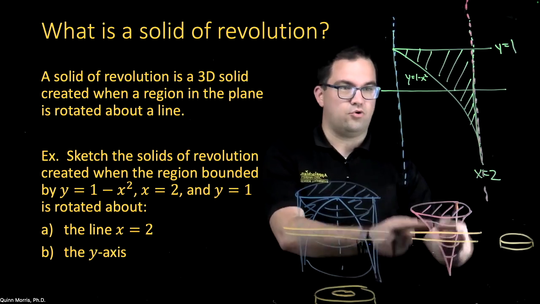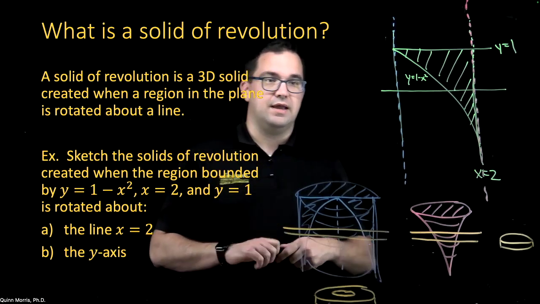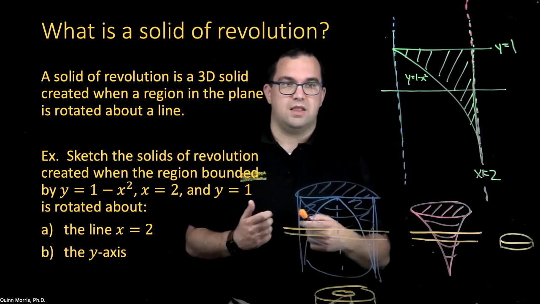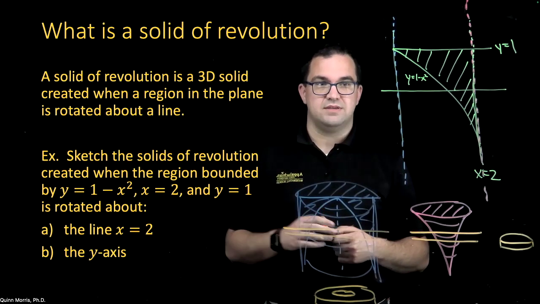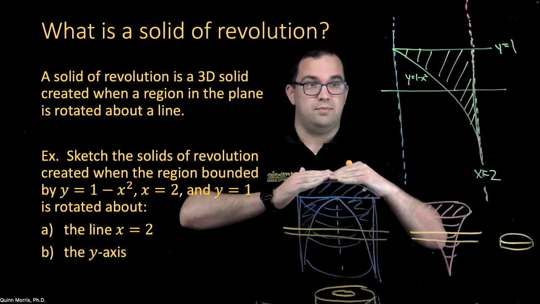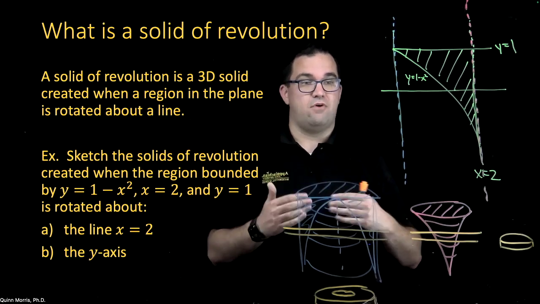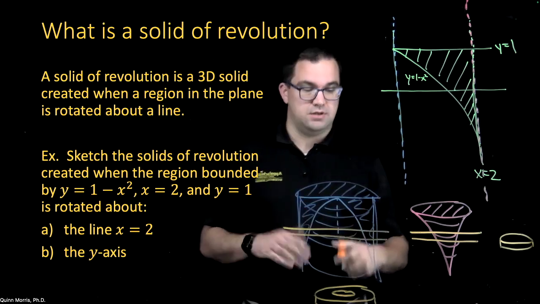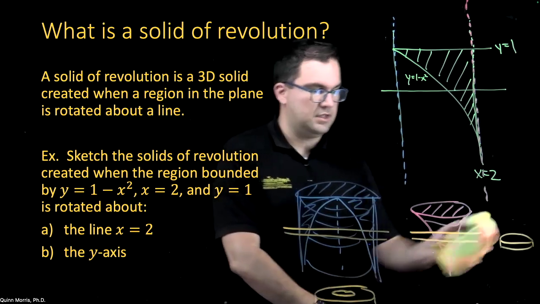And wherever I take a cross section here, I'm going to get a disc. And so just like we did in the previous video, if I have a consistent cross-sectional shape, then I ought to be able to find the volume by integrating. And so that's going to be exactly the idea.